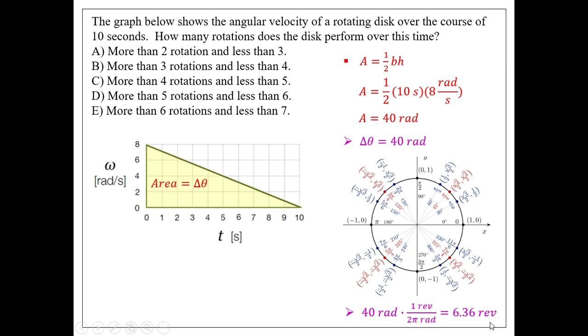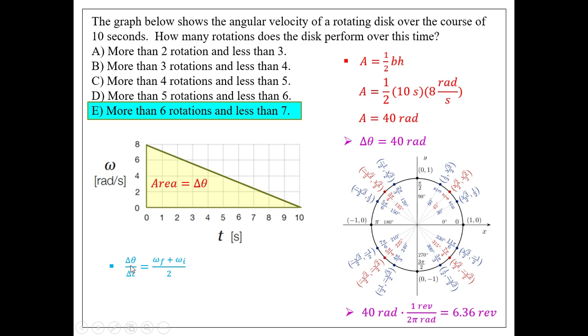So the only answer choice that makes any sense is choice E, because it says more than 6 rotations, and 6.36 is more than 6. But it's less than 7. So let's go ahead and just highlight E and move on. Alright. If you don't like doing area for this one, in case you don't know that the area beneath a velocity time graph is your displacement, then you can use your kinematics equation.